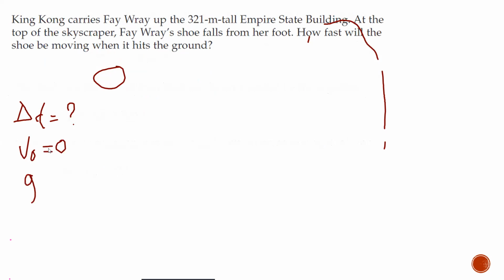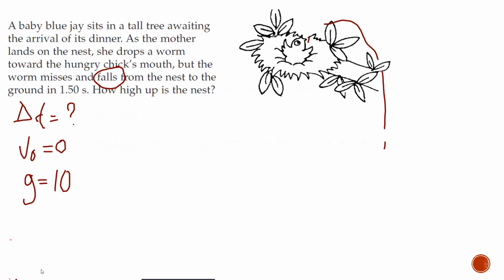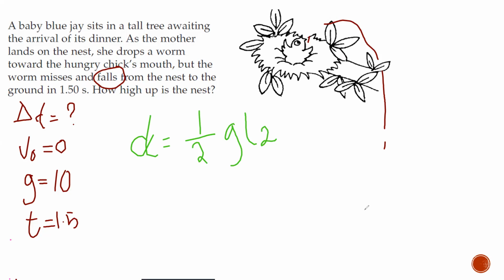Now what about G? It's equal to 10. And what is the given information here? The time, which is 1.5 seconds. I need now to find delta D. So which formula shall I use? Half G T squared. Yes, thank you. So for D, I have to use half G T squared. Teacher, is G 10 meters per second squared? Yeah.